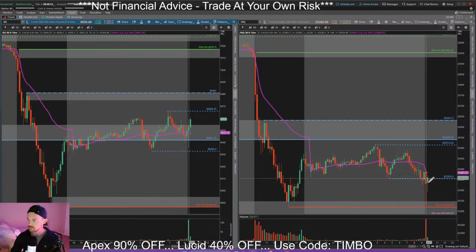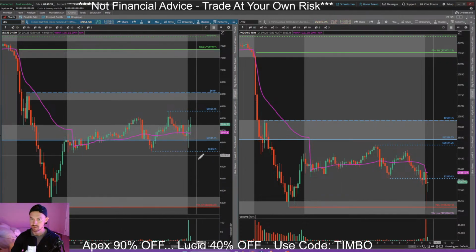Alright, NQ's trying to reclaim this 50s area. I want to see ES above this level, this 65 area, and NQ reclaim this level for longs. And then for shorts, I want to see ES below this 32 level. And then I'm sure NQ would be back down near previous day low if that were to happen.